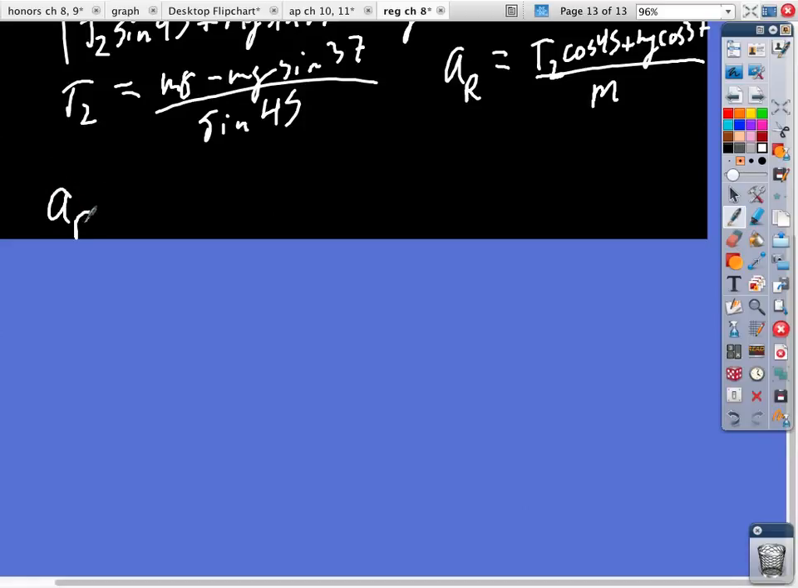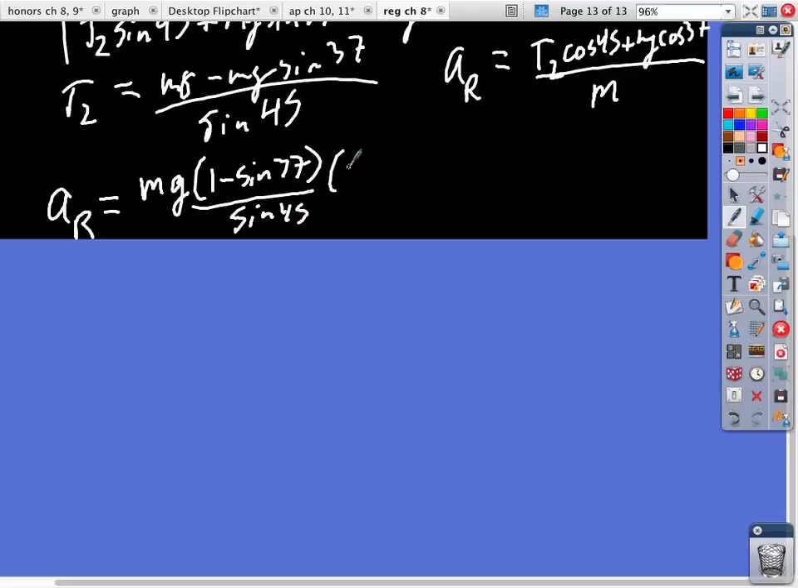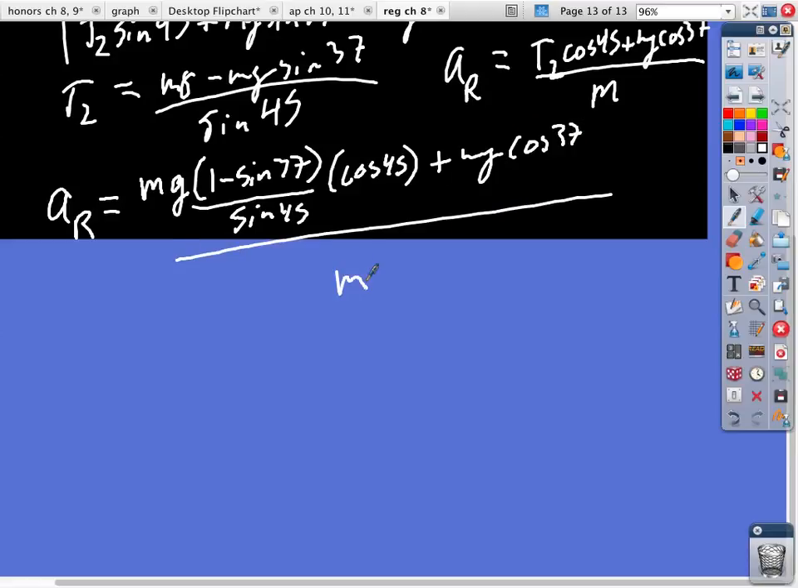So we can say a sub r is equal, I'm going to factor out the mg just to make my life easier, 1 minus sine of 37 over sine of 45. And that's t2 right there. So then I multiply that by cosine of 45. And then we're going to get plus mg cosine 37. All of that is divided by m. So m cancels there. So a sub r, and this right here becomes cotangent 45.